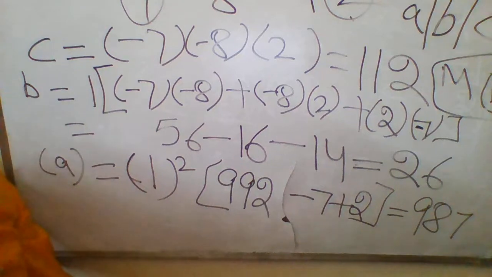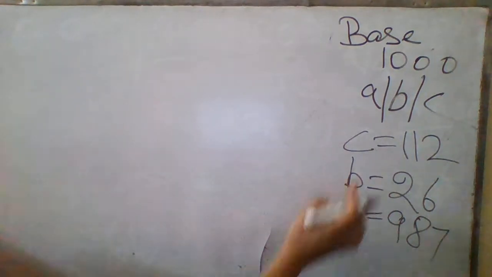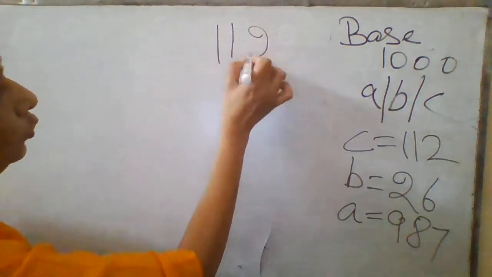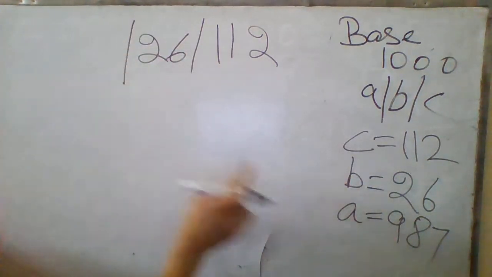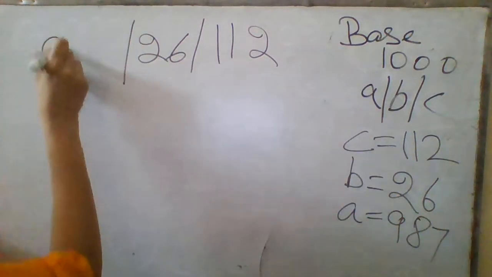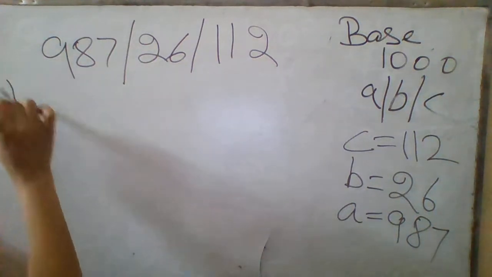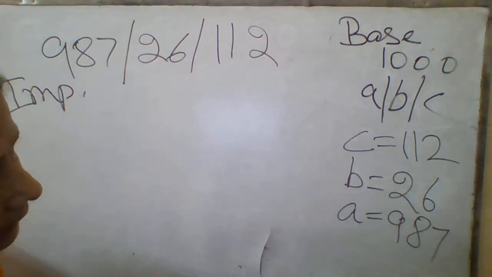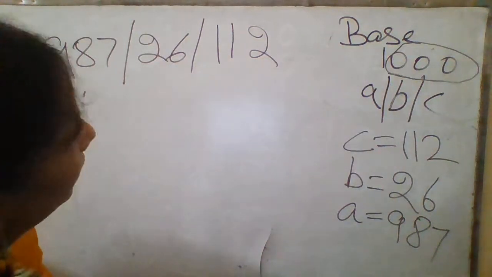Now I will put the values of A, B and C. Now you see here I have written the value of A, B and C. Just simply put it here. C value is 112 slash B value is 26. Put 26 slash. Now A value is 987. Now see again the same. What is important here? In the last question I explained to you that you are able to see 3 zeros here. 1000 has 3 zeros.